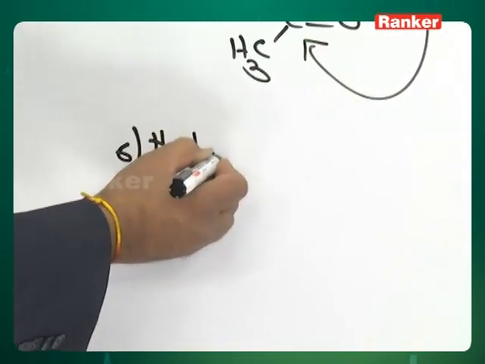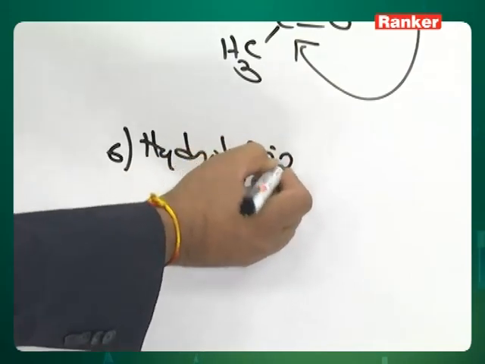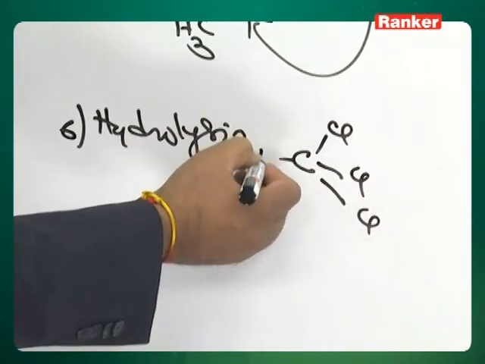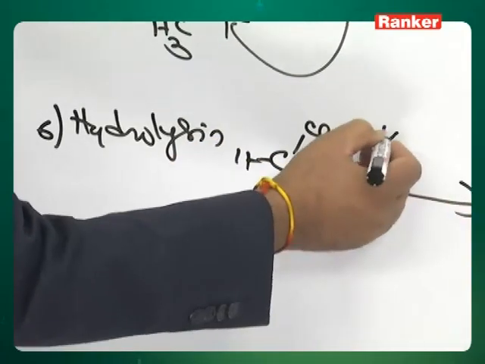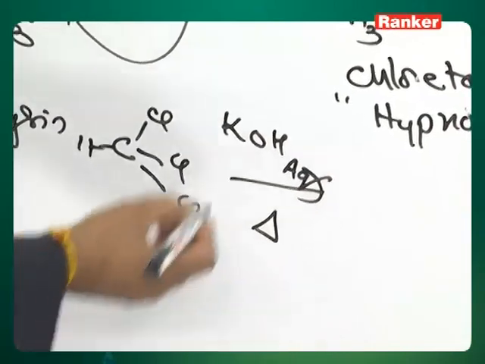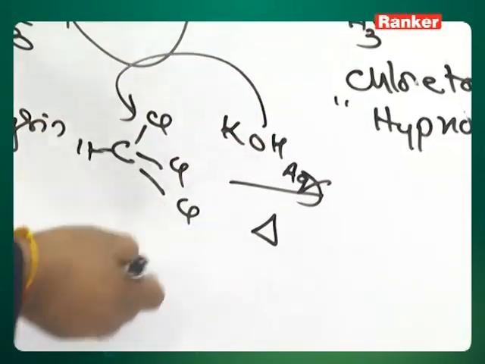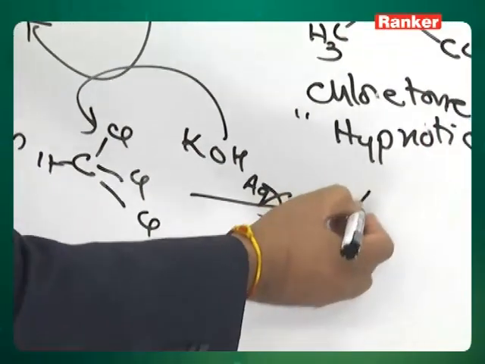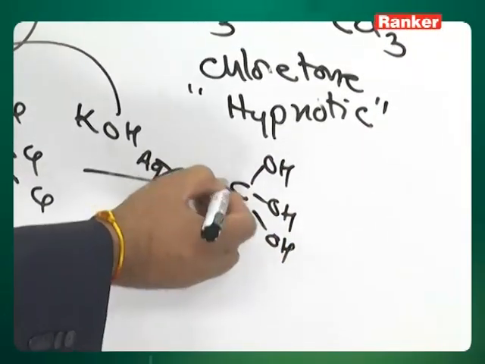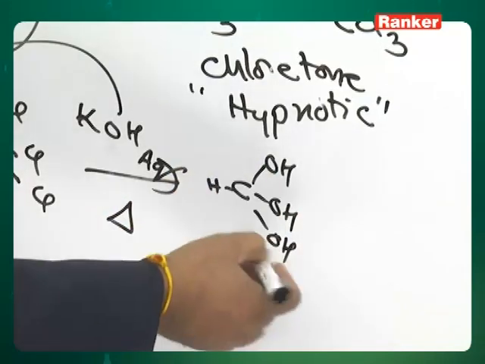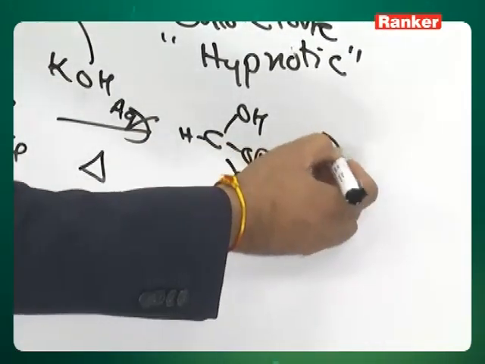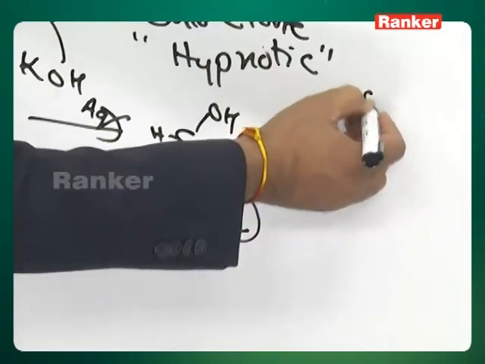Hydrolysis of chloroform. Chloroform has 3 chlorines, right? These 3 chlorines can be substituted with potassium hydroxide in aqueous solution. Boil for some time, and all the OHs will replace the Cl. Initially the 3 Cls become 3 OHs. But unfortunately, 3 OHs on a carbon is unstable, so it leads to formic acid.